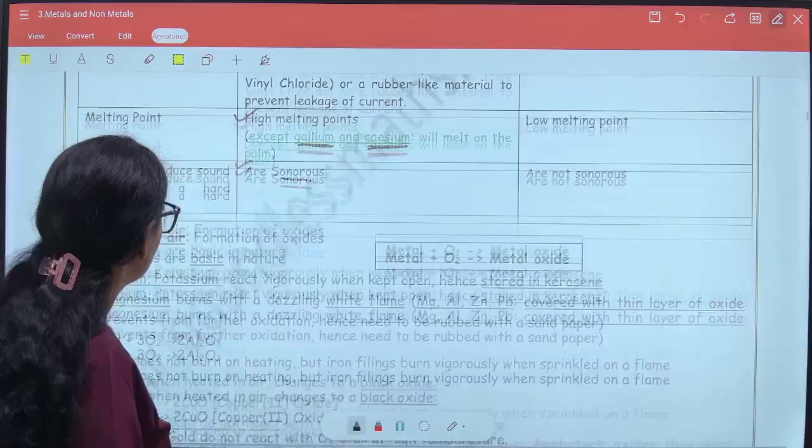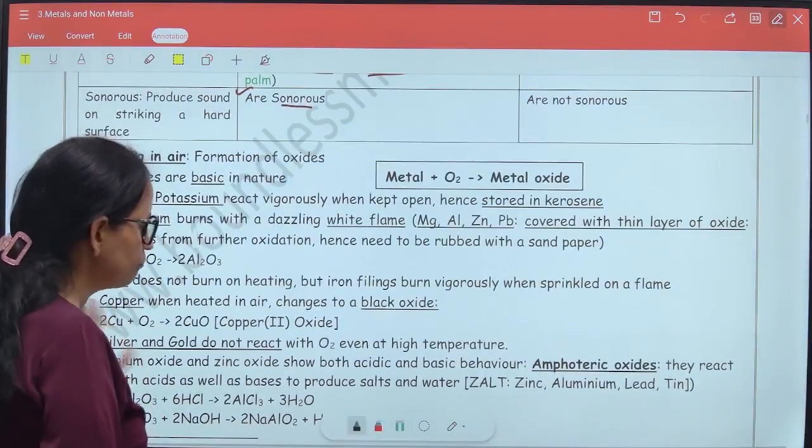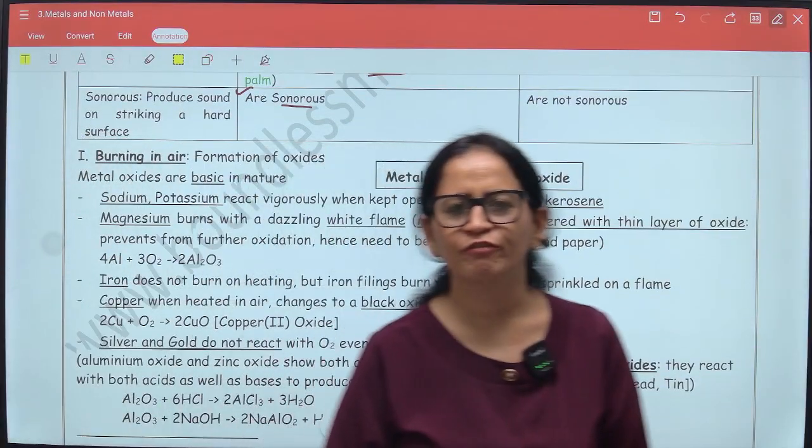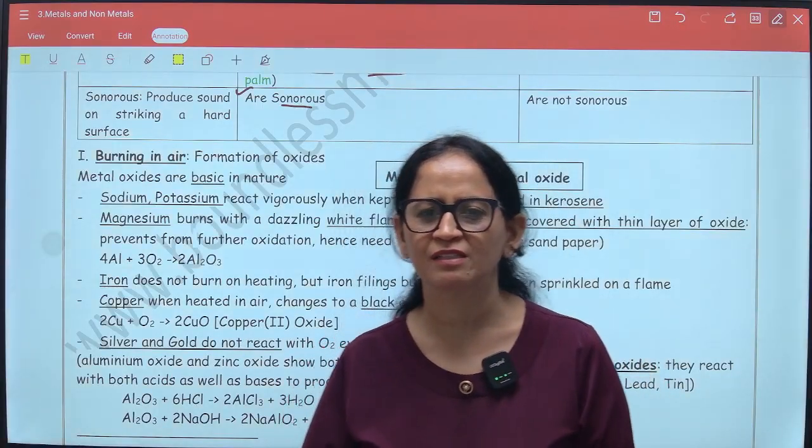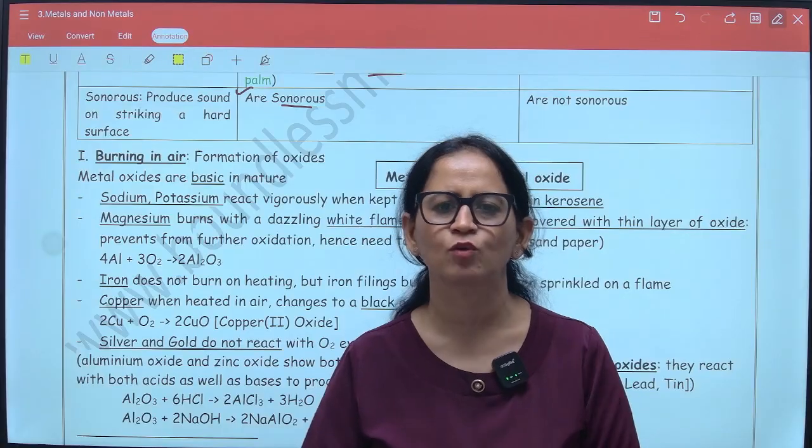Now let's have a look at the chemical properties. Before getting into the details of chemical properties, I hope everyone understands and remembers the reactivity series already done in grade 9.